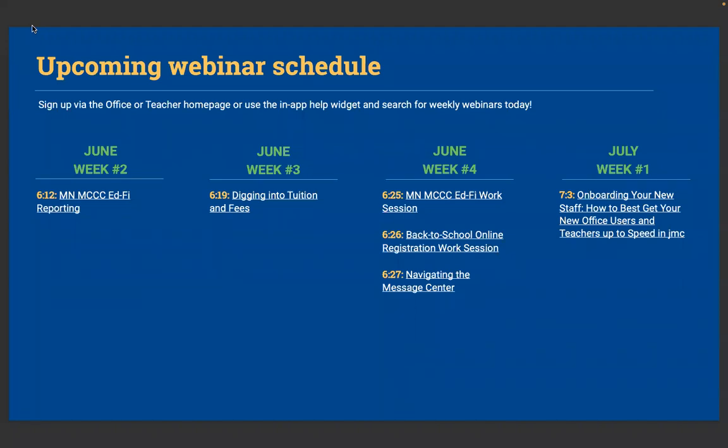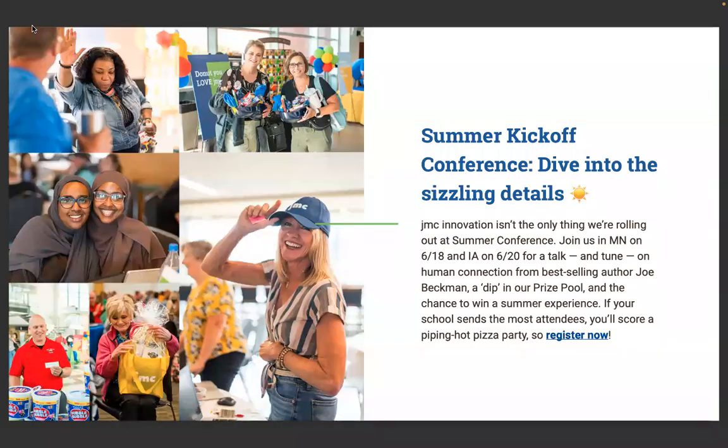June is an important month for us. Not only do we have some Minnesota State reporting stuff and digging into tuition and fees, and we're working on back to school online registration and our new user series, but we also have our summer kickoff, which I mentioned at the top. June 18th and June 20th, we're going to be in Minnesota and Iowa. Minnesota, I believe it's the Plymouth Community Center on the 18th, and then it's the FFA Center in Ankeny, Iowa on the 20th.